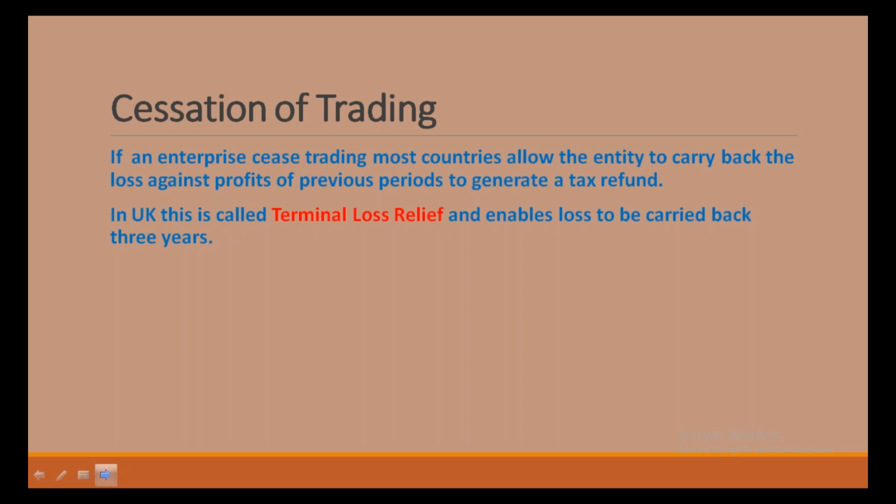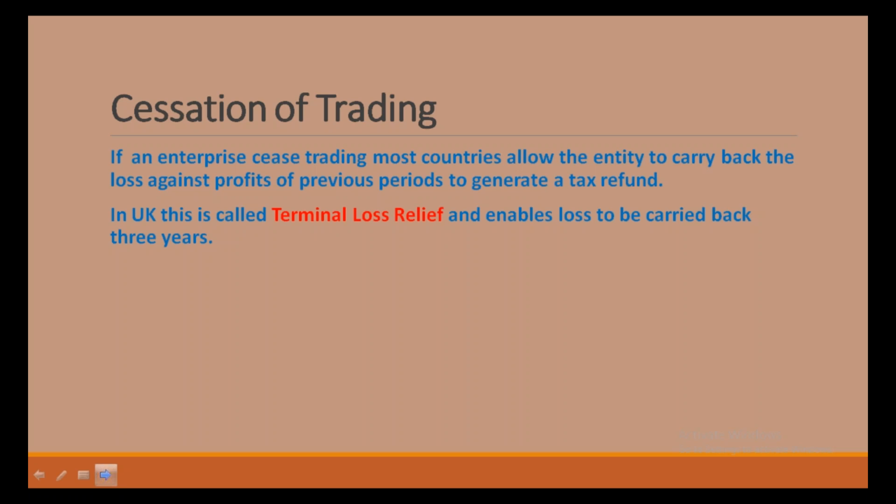So at that time, what will happen is you will allow the entity to carry back the loss against the profits of the previous years and to generate a tax refund. Normally, as I said, the tax department never gives a tax refund. They will allow you to set off your profit and all that. But the moment the business is ceasing, the business is ending, there is no way that you can carry forward. So at that point, they will give a refund after setting off whatever. In the UK, it is called terminal loss relief.